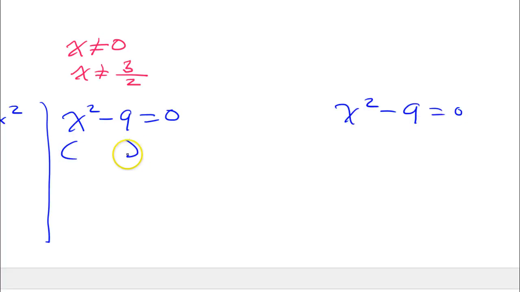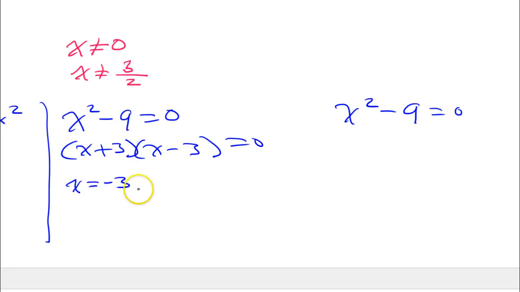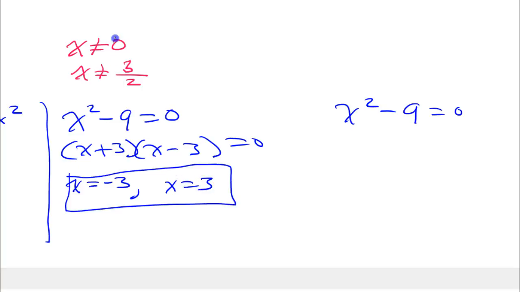One way is to factor this. So this is the difference of two squares. So I could go x plus 3, x minus 3. And I can set these each equal to 0. So that'll give me x equals negative 3 and x equals positive 3. All right, neither of these are excluded, so we're good. So that's the answer.